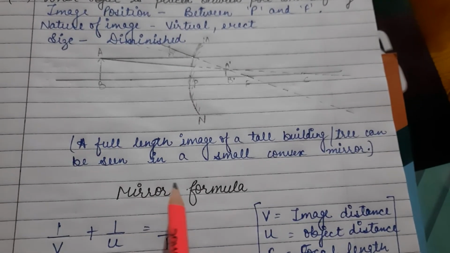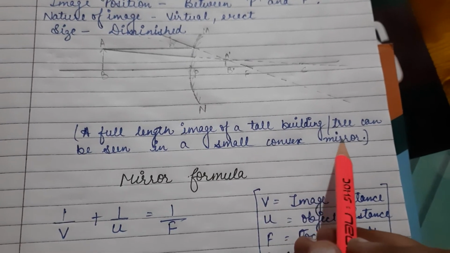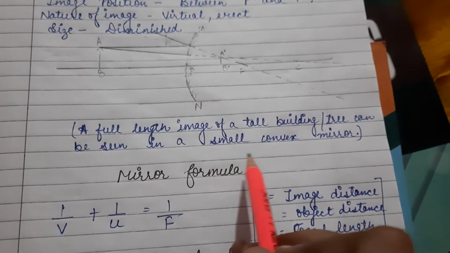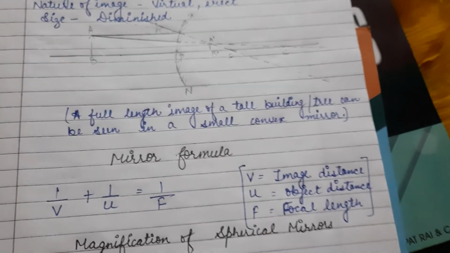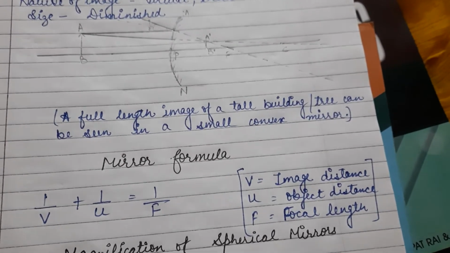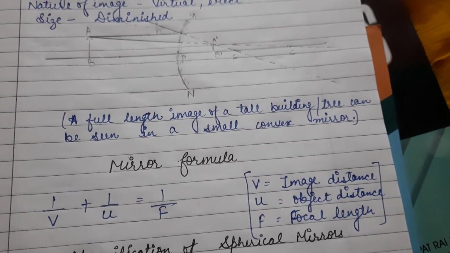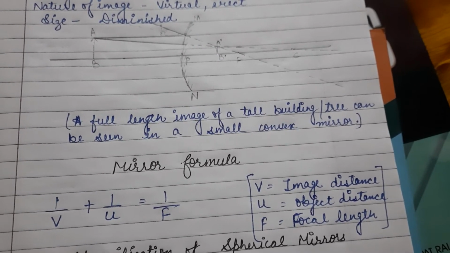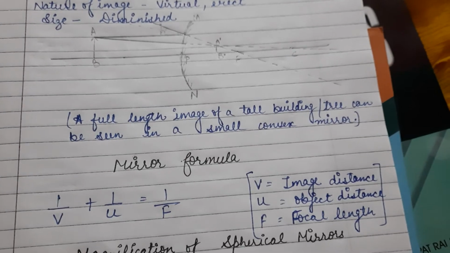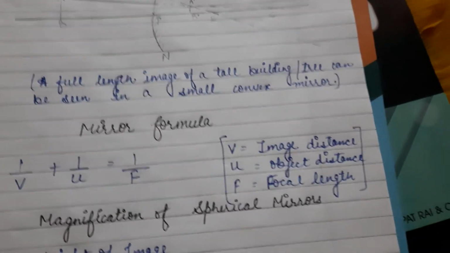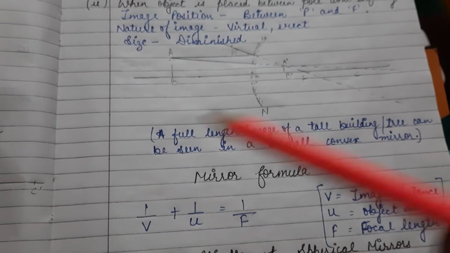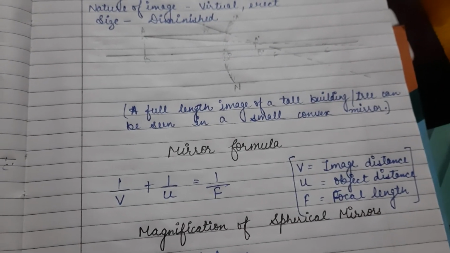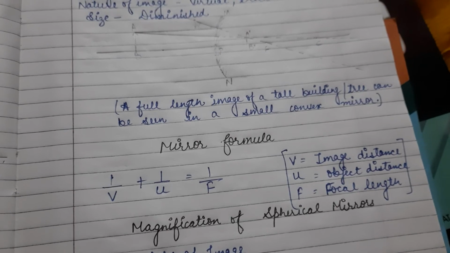Here a full length image of a tall building or a tree can be seen in a small convex mirror. We can see that in a small convex mirror. और कभी कभी ऐसा भी होता है कि बिल्डिंग्स के आगे काफ़ी छोटे छोटे कन्वेक्स मिरर्स लगे रहते हैं, so वहाँ पर काफ़ी जो बड़ी बड़ी बिल्डिंग्स होती हैं हम उनको देख पाते हैं easily. So those are convex mirrors. So these two were the cases of convex mirrors, and the earlier 6 were the cases of concave mirror.